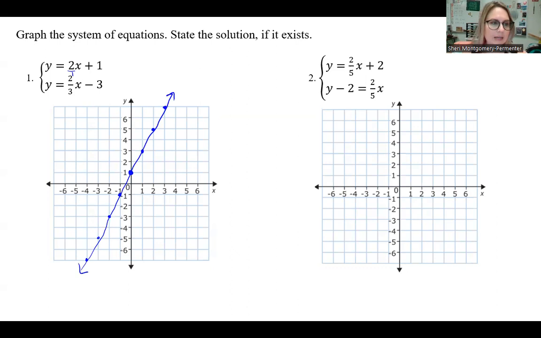So for my second line, yes, I go put a point at -3. From that point, this tells me that I'm going to go up 2 over 3, up 2 over 3, up 2 over 3. So I'll connect the pattern, go down 2 over 3. Connect the dots.